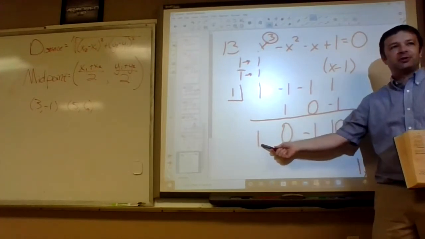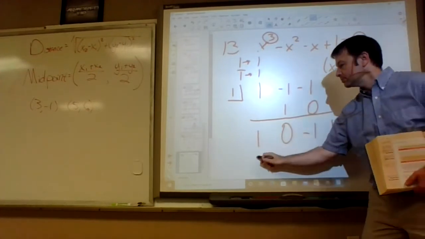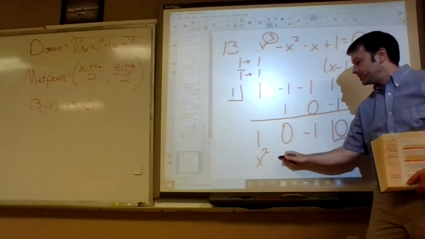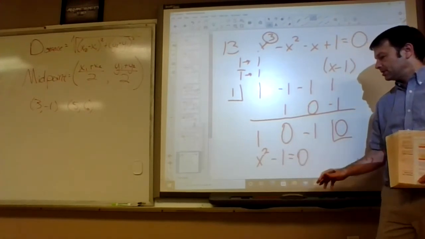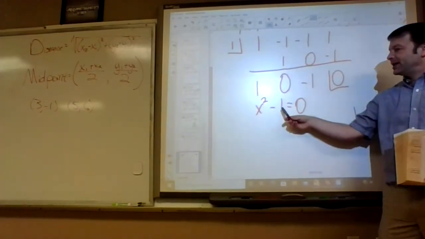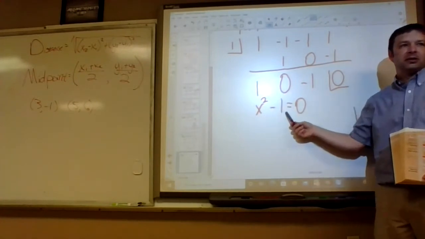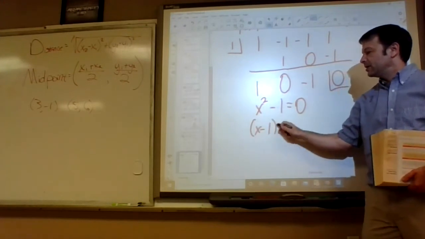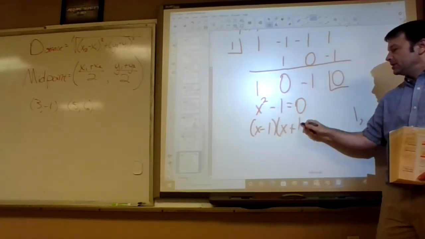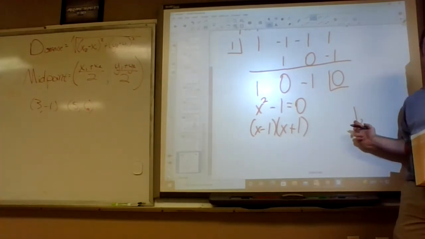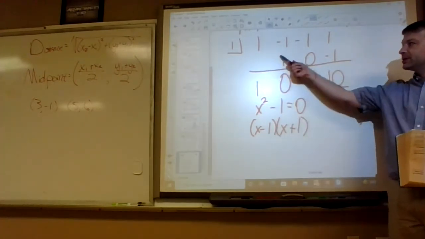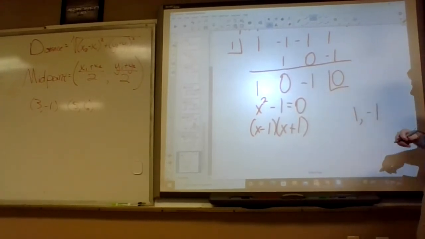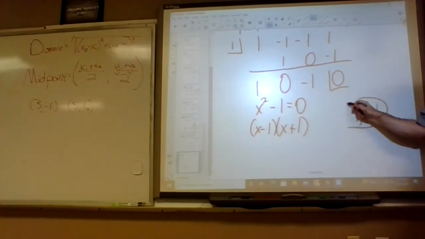You guys remember what this represents if I divide? 1x squared plus 0x minus 1, or just x squared minus 1. So my last 2 answers are in here: plus 1 or minus 1, positive 1 or negative 1. I already had positive 1 as an answer, so that means 1 is a double root, because I already took out a factor of x minus 1. And negative 1 is also an answer. But anyway, that's the 2 answers.